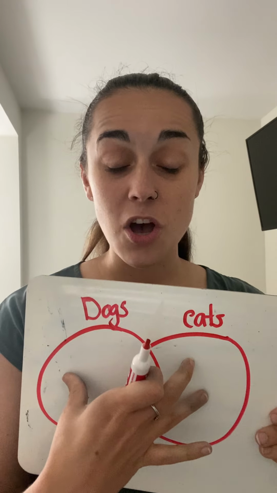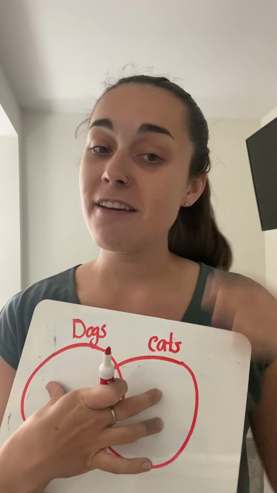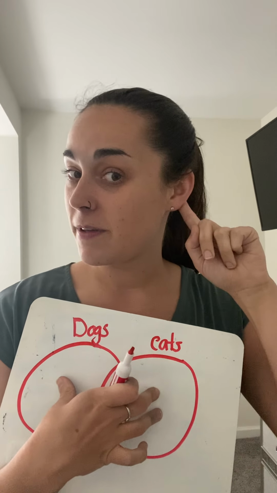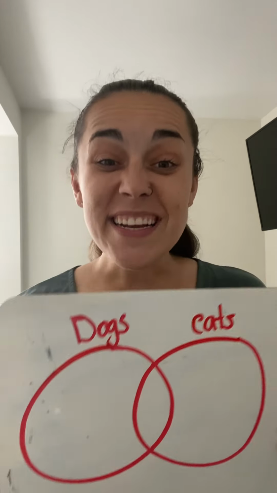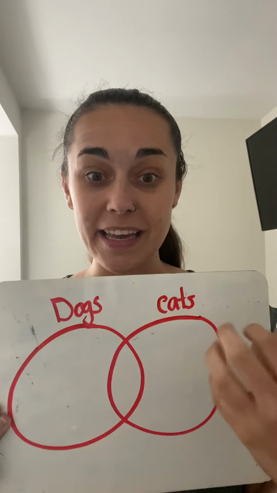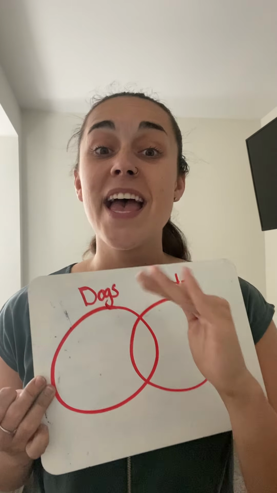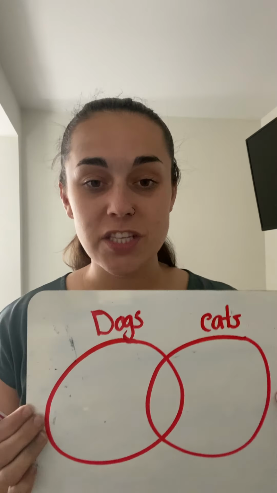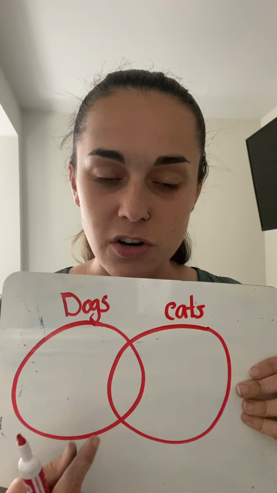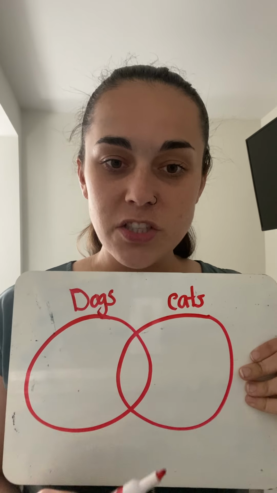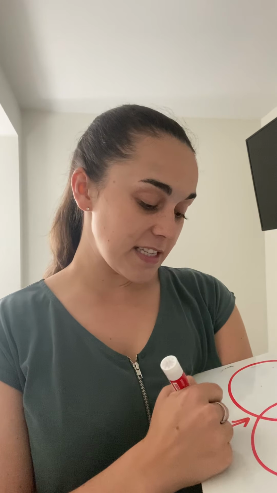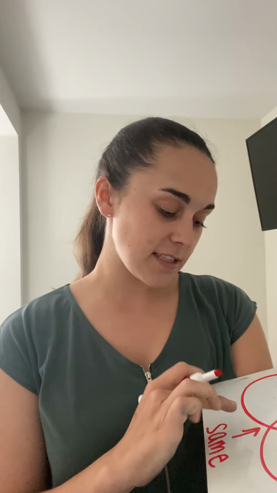Now this right here is called a Venn diagram. Repeat after me. Venn diagram. Great. So when I do a Venn diagram, I use these because I'm going to compare them. I'm going to figure out what's the same, and then I'm going to contrast them. I'm going to figure out what's different. So you see how both of these are circles and they overlap right here. So in the middle is where I'm going to put all the things that are the same about dogs and cats. So can you think of something that they're the same?